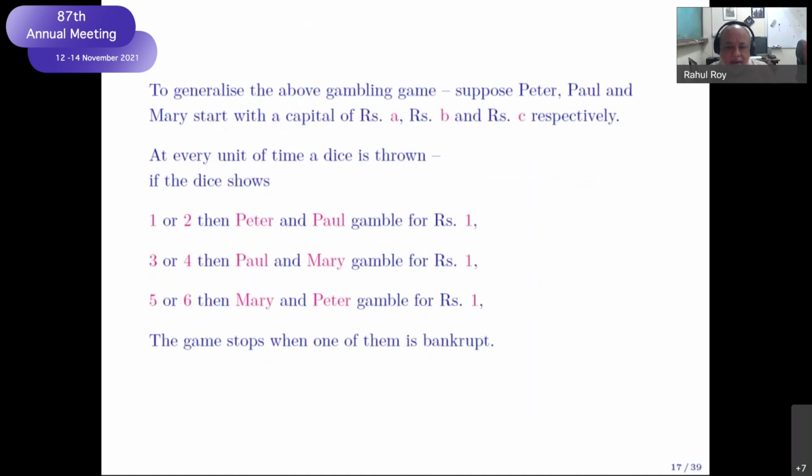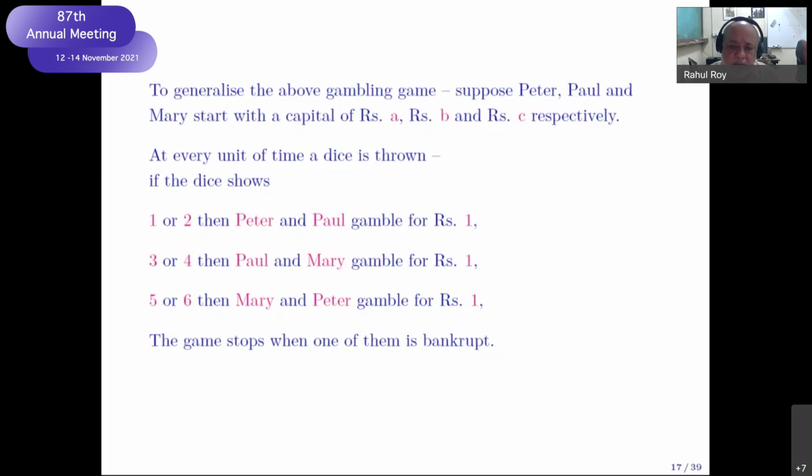Now we generalize this, and this is some little work which I had done. I'll give the references with some co-authors. So instead of just Peter and Paul, let's get Mary also involved. For people from the older generation, Peter, Paul, and Mary was a group of singers. They start with the capitals A, B, and C respectively. What we do is that we first choose a pair of them, either Peter and Paul, Paul and Mary, or Mary and Peter, with equal probability.